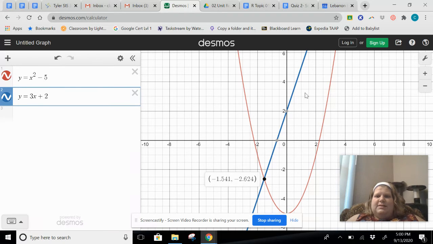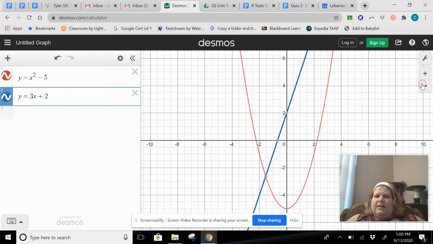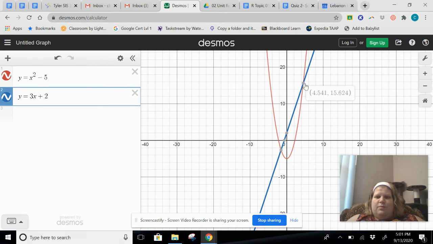And if you'll notice, when we got further out, what happened? Well, it actually crosses twice. So you'll need to pay attention to see if that's going to happen or not. If it does, then you'll actually have two solutions, one down here and one up here. So I can click that one, and 4.541, 15.624 is my other solution for those two equations.